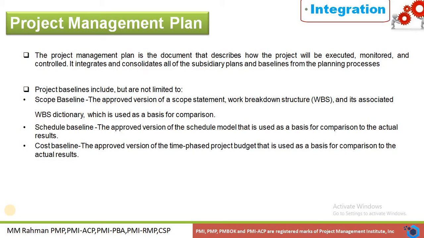What baselines are included here? The scope baseline, that is the approved version of the scope statement, work breakdown structure, and its associated WBS dictionary, which is used as a basis of comparison. Then the schedule baseline, the approved version of the schedule model that is used as a basis for comparison with the actual results. Then the cost baseline, the approved version of the time-phased project budget that is used as a basis for comparison with the actual results. That means there are three baselines in a project management plan: first the scope baseline, second the schedule baseline, and third the cost baseline. All these baselines are used for comparison with the actual performance in the project.